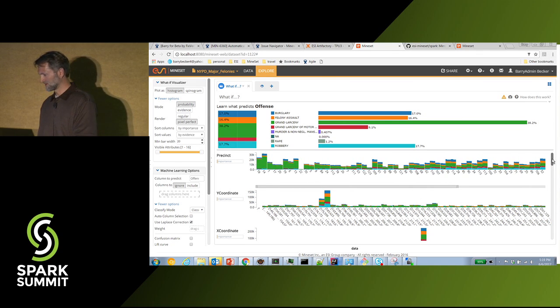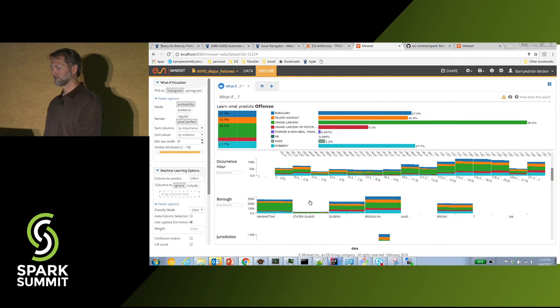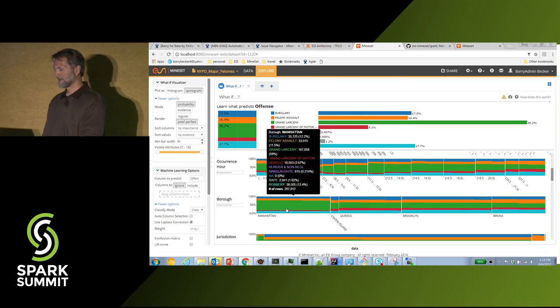And as we scroll down, we can look at the other attributes. And you come to a point where you can see that Staten Island has far fewer crimes reported than Manhattan, but you can't tell the difference in the distribution. So we're going to switch to the spinogram mode, which will allow us to compare the distributions between these values more easily. And now we can see that Manhattan has far fewer motor vehicle thefts than the other boroughs. For some reason, maybe that's because fewer people own cars in Manhattan, I'm not sure.